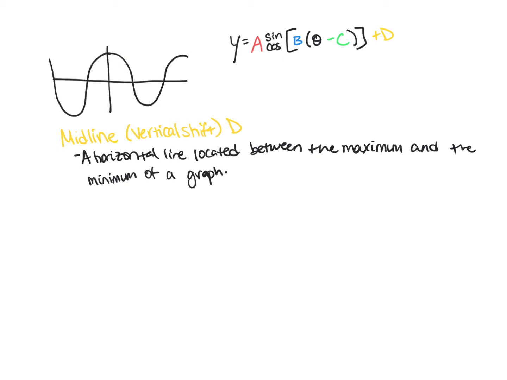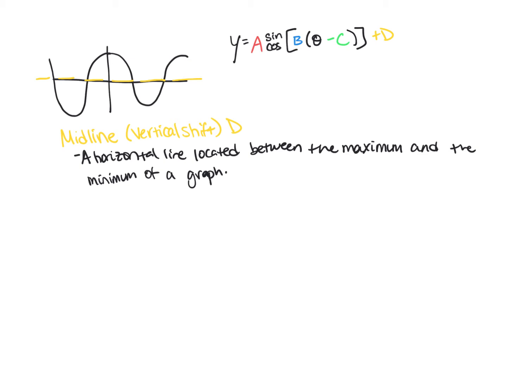So if we take a look up here at this graph, here's the very top of my graph, here's the very, pretend these are on the same level, this is the very bottom. The midline is going to be in between, so here that'd actually be on our axis. So this right here, horizontal line in the middle of the graph, that's the midline.